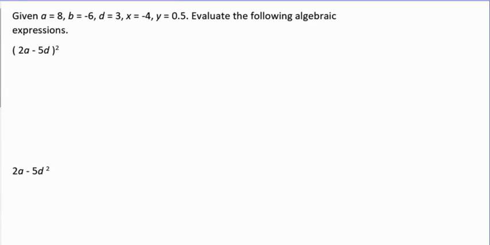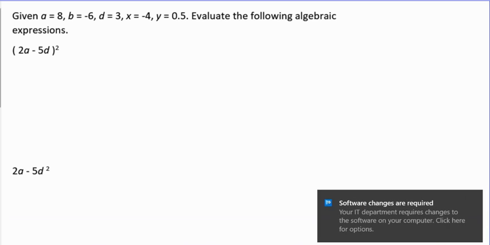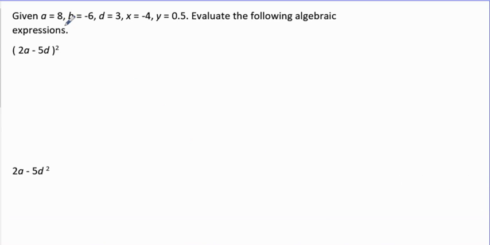In this video, we are going to use the same variable replacements and just solve some different algebraic expressions below. So we have given a equals 8, b equals -6, d equals 3, x equals -4, and y equals a half. So those values are the same as our last video. We want to evaluate these expressions.